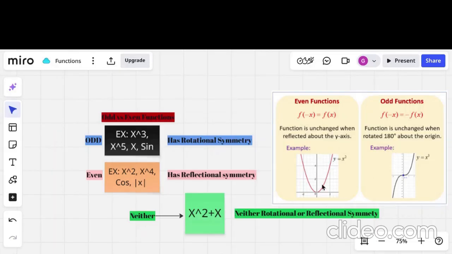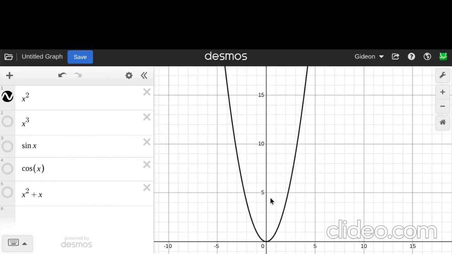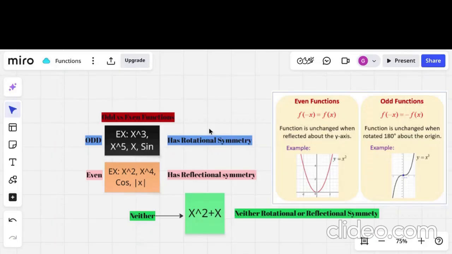Even functions are pretty simple. They're just reflected over this y-axis right here. Common functions like that would be x squared, x to the fourth, cosine, and absolute value, the one that makes a V. All of these are going to have reflectional symmetry across the y-axis. And as you can see up here, f of negative x is the exact same as f of x.